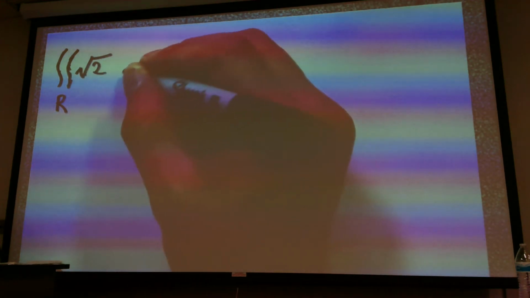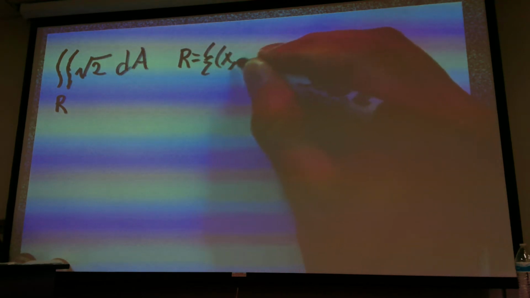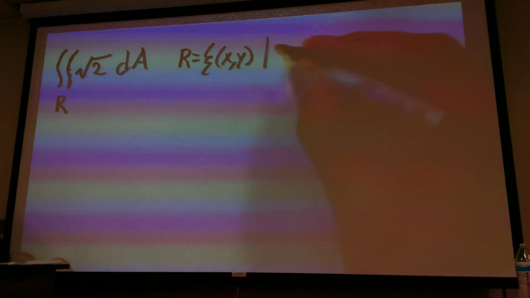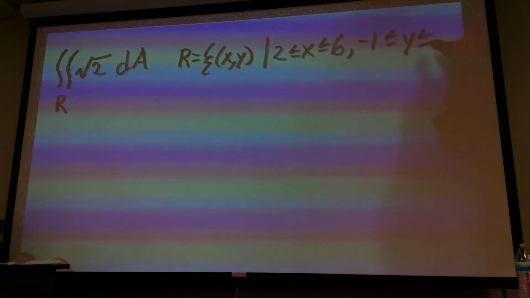So let's say we wanted to do the double integral upon R, a region, of the square root of 2 dA. So we're just going to say z has a constant height of the square root of 2. All right? And so let's define the region. The region would be xy values such that 2 is less than or equal to x, which is less than or equal to 6, and negative 1 is less than or equal to y, which is less than or equal to 5.